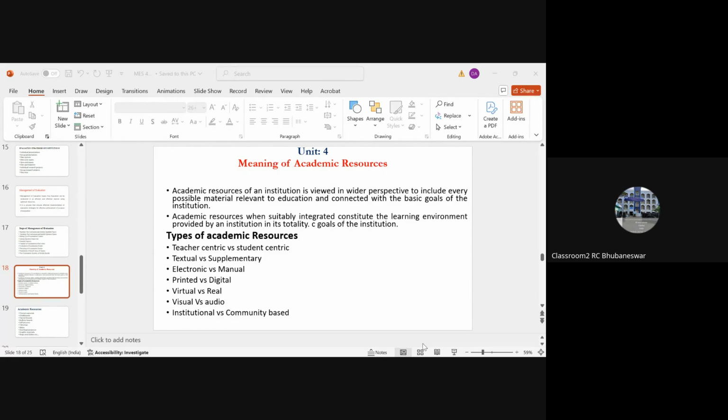So then underline community-based resources. Under community-based resources, one is students are the community-based resources. Students belong to the community.